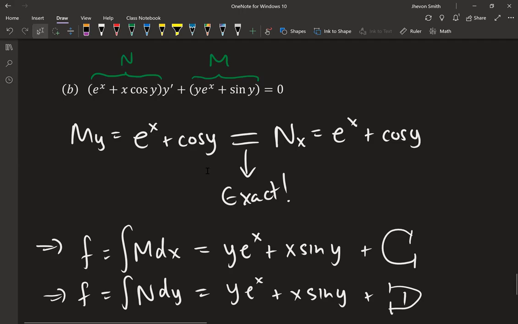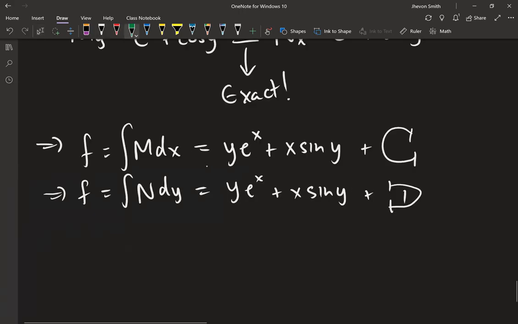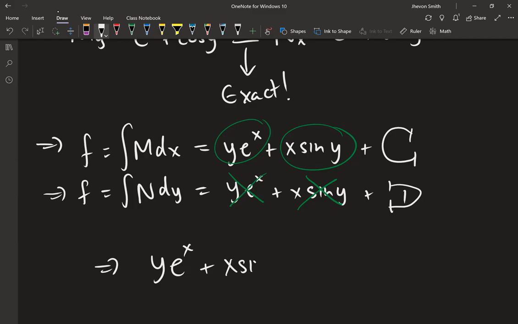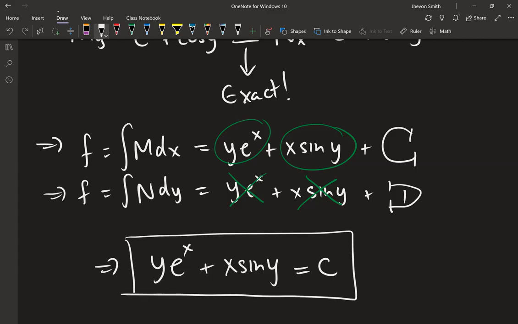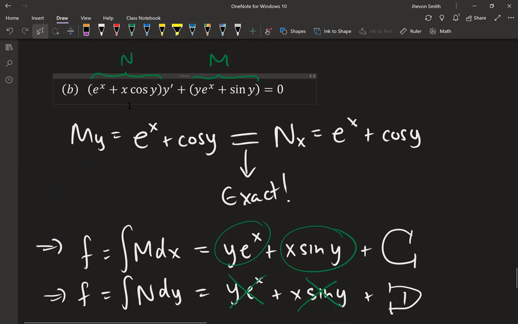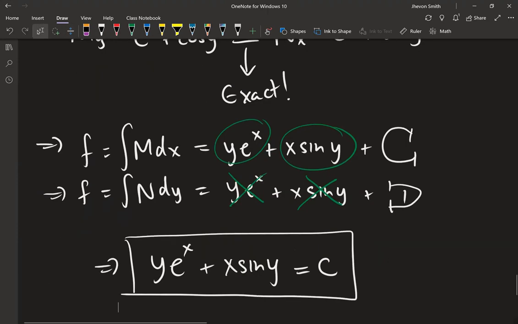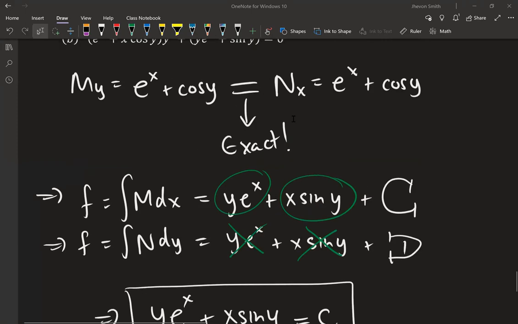And so now what I do, look at all the unique functions that show up, ignore them if they repeat in the next line. Then I'm going to just add those guys together. Set that equal to C, that's the answer. And that is how you would solve an exact differential equation.